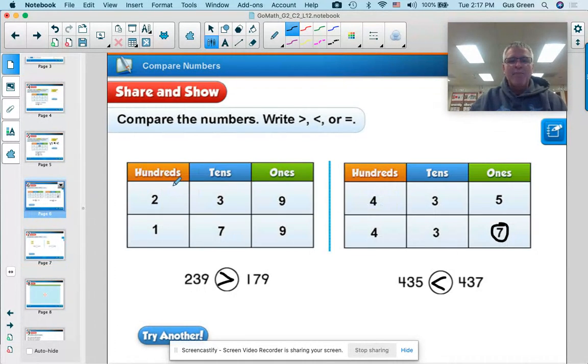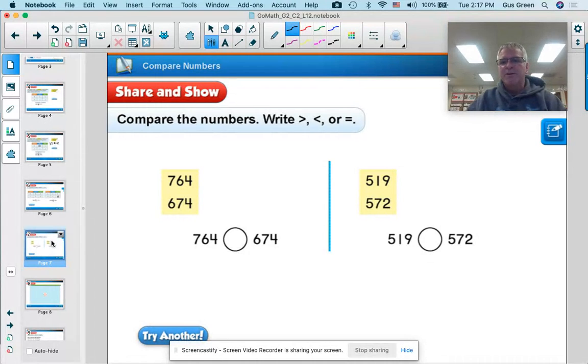Now, in these problems, they help you by putting the hundreds, the tens, and the ones into a place value grid like this. But some of the problems will just be sticking out there. So you're going to have to understand that the hundreds is always on the far left and the ones is always on the far right.